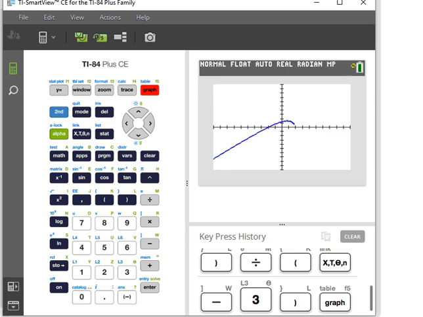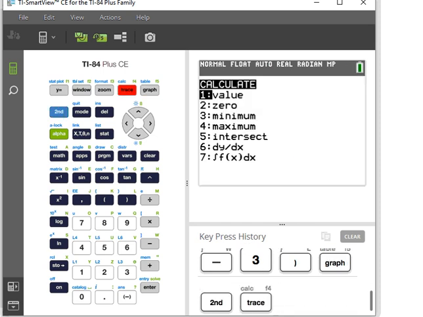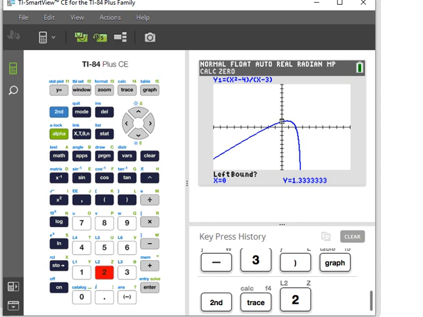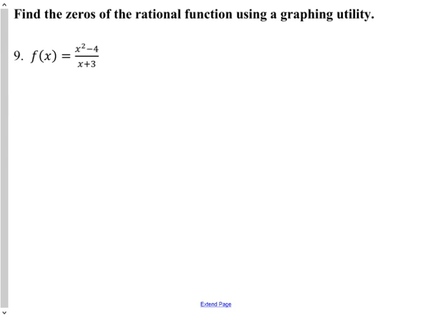We graph it. So where are our zeros? Looking at the graph, we can trace them. Again, you hit the second trace button and calculate the zeros, right? But looking at the graph, it appears to be minus 2 and plus 2. So that's what we're going to call it. We say x equals minus 2 and plus 2.